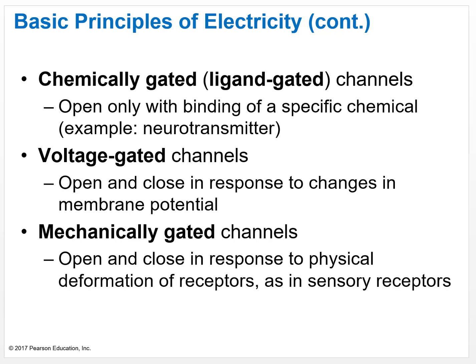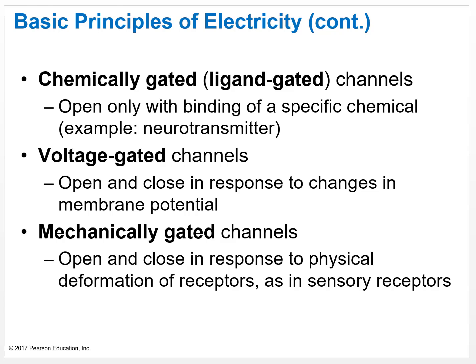The first is chemically gated. And these are going to open and close depending on if we have a specific lock and key fit with a chemical that will bind to that channel protein and tell it to be open or close. So think of the relay of signal to the neurotransmitters, okay, to the muscle. That is a chemically gated channel.